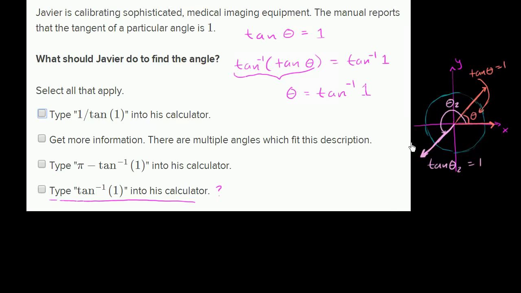So we do not have enough information, just given what we've been told, to know exactly which theta we're talking about, whether we're talking about this orange theta or this mauve theta. So to get more information, there are multiple angles which fit this description.